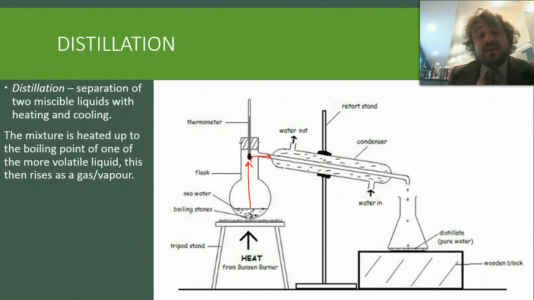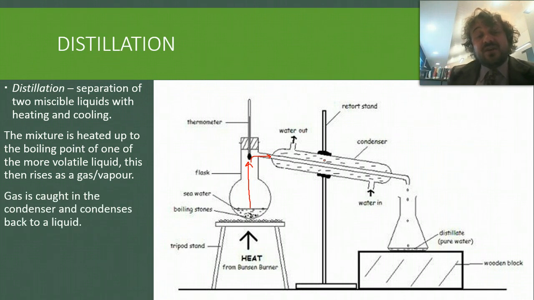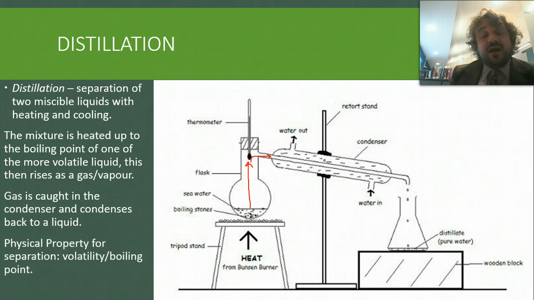So the mixture is heated up to the boiling point of the more volatile liquid, and it then rises as a gas or vapor. The gas is caught in the condenser and condenses back to a liquid. The physical property for this is volatility or boiling point. And just down here, we get a pure liquid, whatever it is that we're doing up here, and that is called the distillate. And that's another word you need to know.